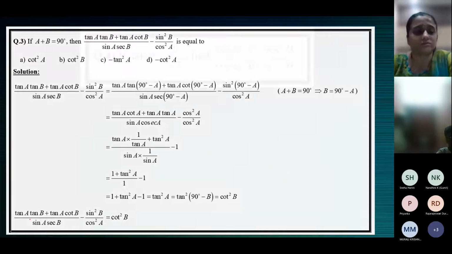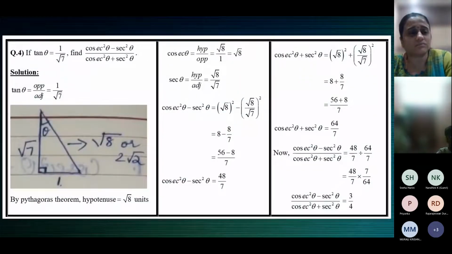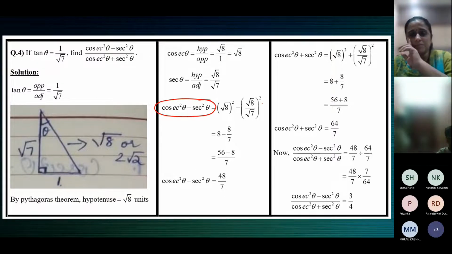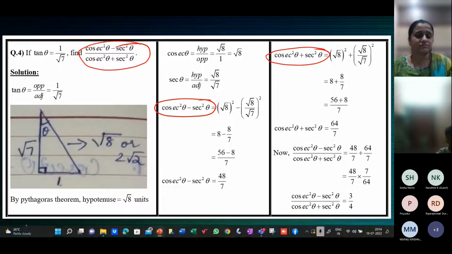That's about the third one. Yeah, this is simple. I don't have anything to say because you're given the value of one T ratio, tan theta, which connects the opposite and adjacent side. So find the hypotenuse using Pythagoras theorem. Then find cosecant theta and secant theta. And then find cosecant square theta minus secant square theta, cosecant square theta plus secant square theta, and then divide the two values. It's very simple.